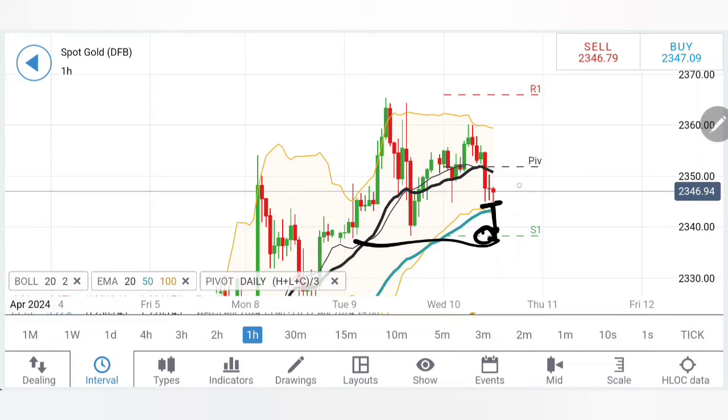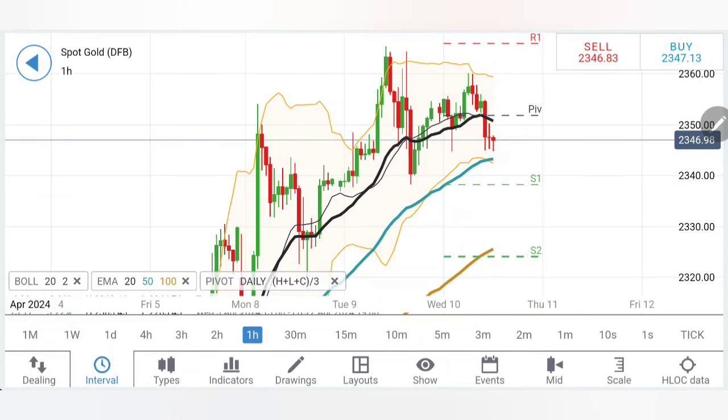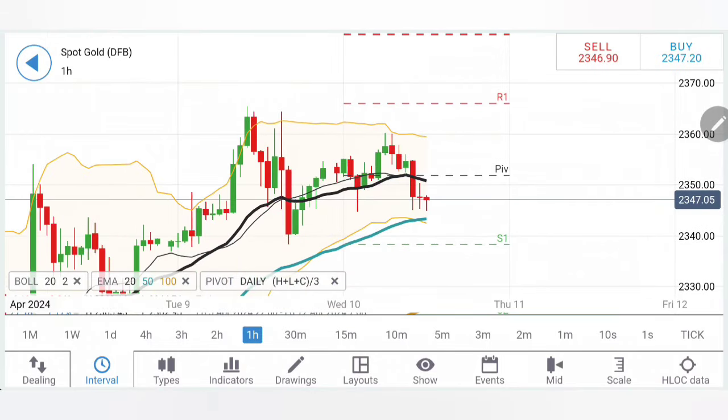Now 2338, or rather let me say 2338, 36 zone is going to be a very, very important support. And if gold trades below this, I will be looking forward to 2330 and 2320 levels as well. Yes, if it draws below these levels.